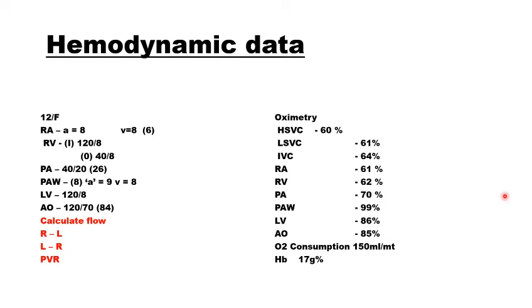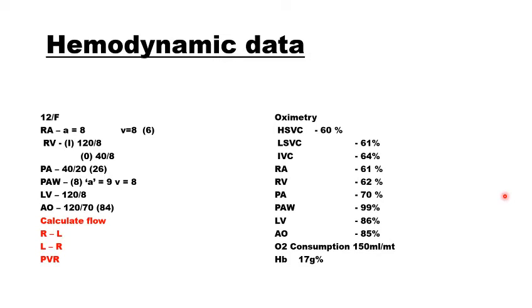Yes, sir. RV inflow is 120/8 and RV outflow is 40/8. It means that there is a gradient from inflow to outflow of 80 mmHg. So there is an RV outflow tract gradient. In the pulmonary artery, there is no gradient at the valvular level. Now come to the LA.